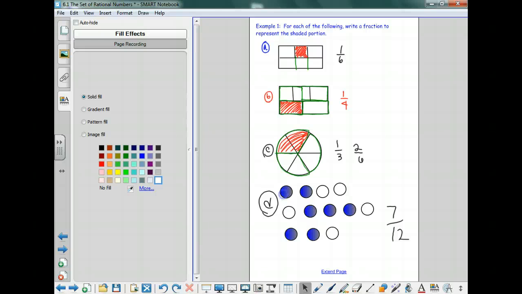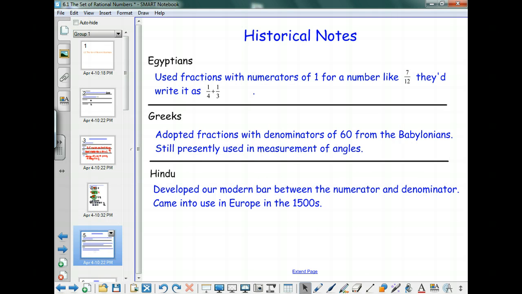All right, so a couple of notes now, historical notes, if you will. We aren't the first people to use fractions. Surprise, but the use of fractions is actually quite old. Egyptians used fractions, but they used fractions that only had numerators of 1. So instead of writing a number like 7 over 12, like the last example we just did, they would write it down as a sum of things that had numerators of 1. Who's glad we don't do that anymore? I am, because I think that sounds more complicated than what we do. So they would write it as 1/4 plus 1/3.